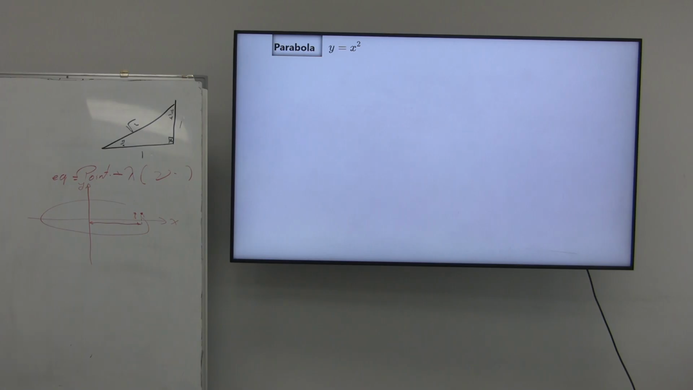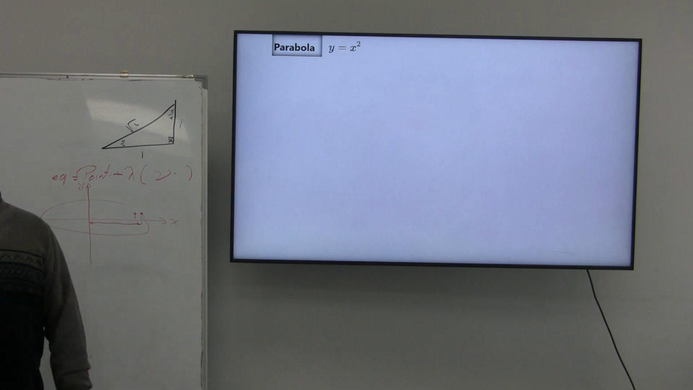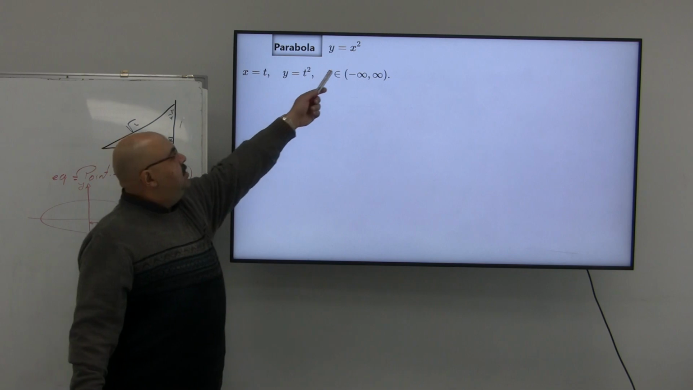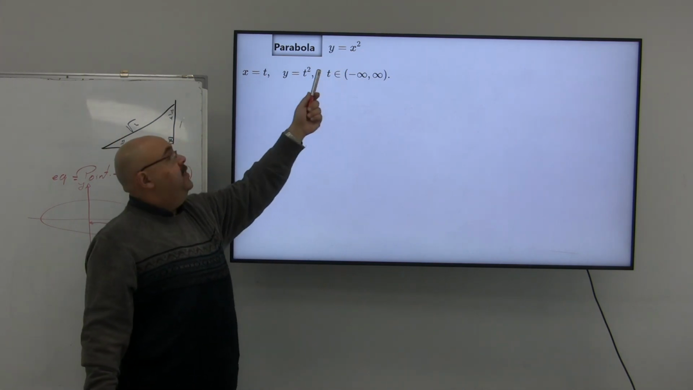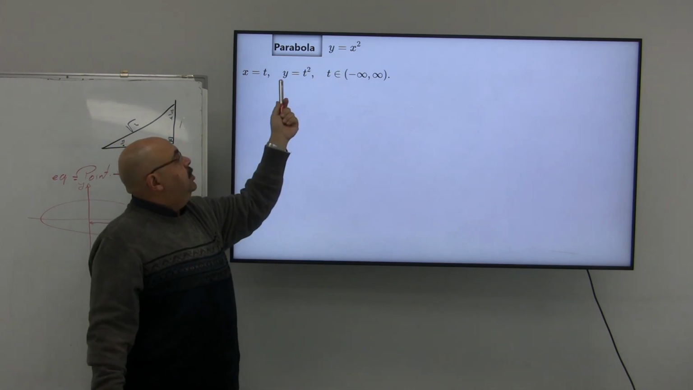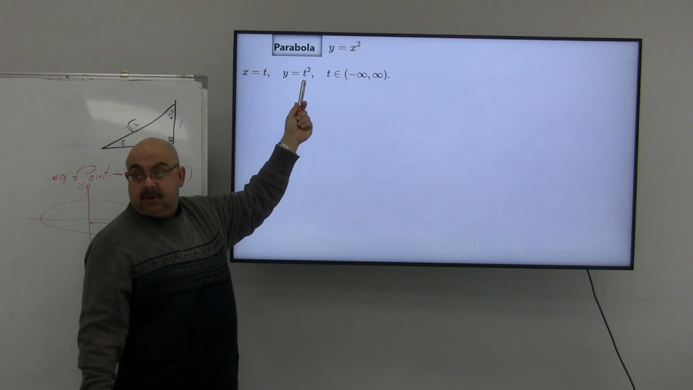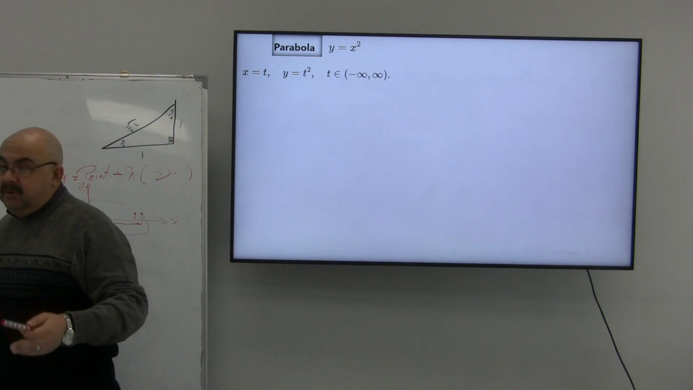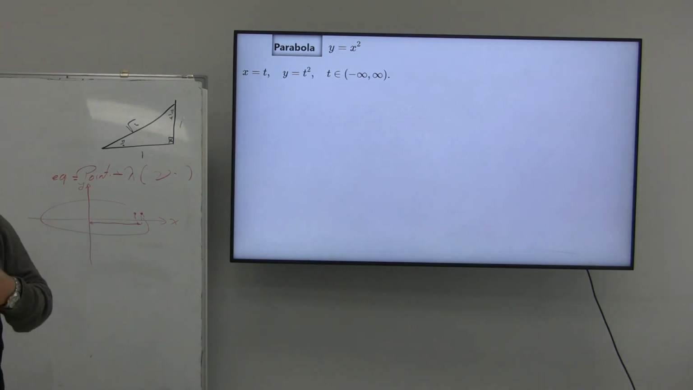So, if I want to represent y equals x squared as a parametric representation, I can insert x equals t, and then y will equal t squared. It will run from negative infinity up to infinity. That's the parametric definition of a parabola.